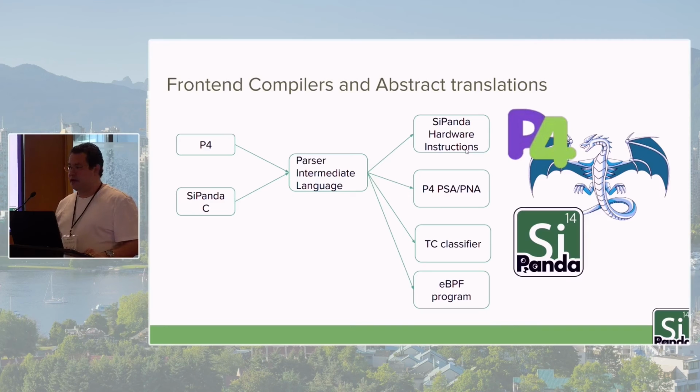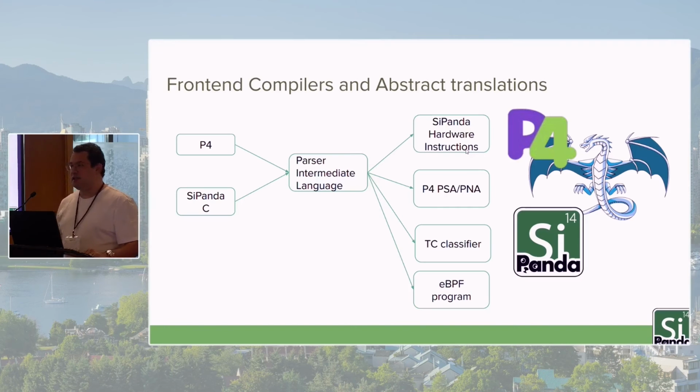And we also have a backend that transforms parser intermediate language to P4 as well, which can be used for several devices that actually have accelerations for P4 with P4 compilers. We also have a TC classifier backend too, which transforms to the P4 TC project. And we also transform to eBPF programs as well.